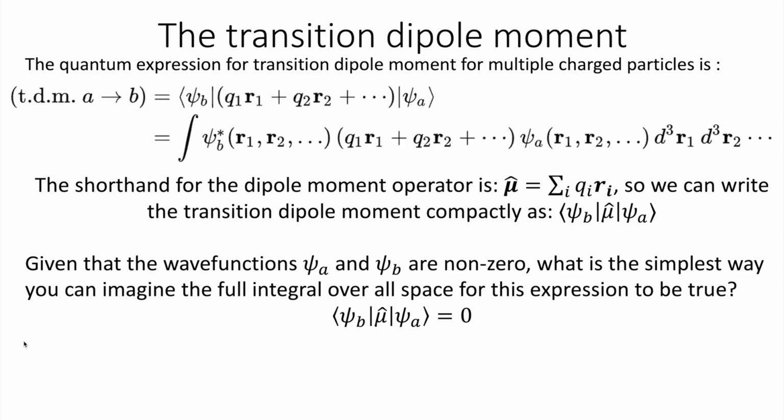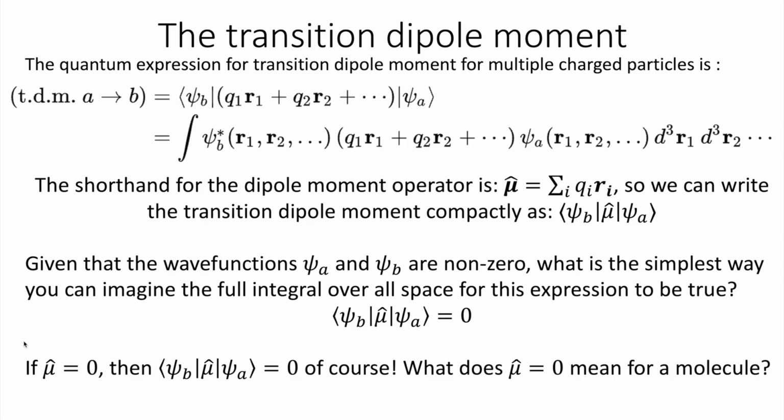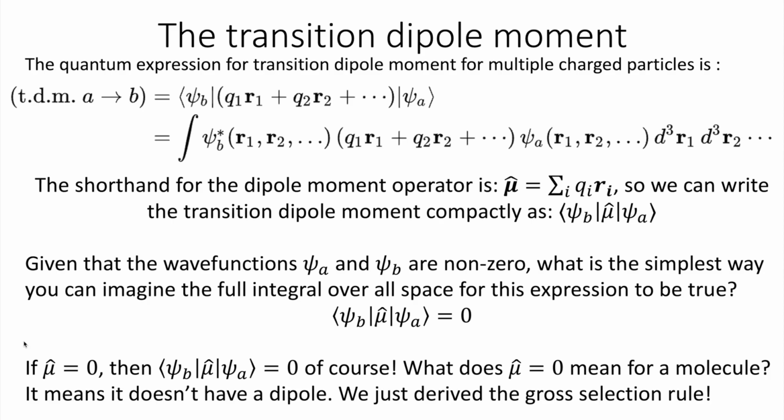And so looking at that, what is the simplest way you can think of that this dipole moment operator sandwiched between psi B and psi A would be equal to 0? Well, if the dipole is 0, if mu hat is 0, then that's going to be 0. Okay, so mu hat equals 0, what does that mean for a molecule? Well, it means that it doesn't have a dipole. It doesn't have a permanent dipole.